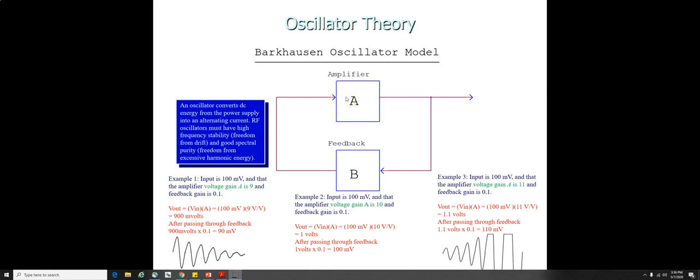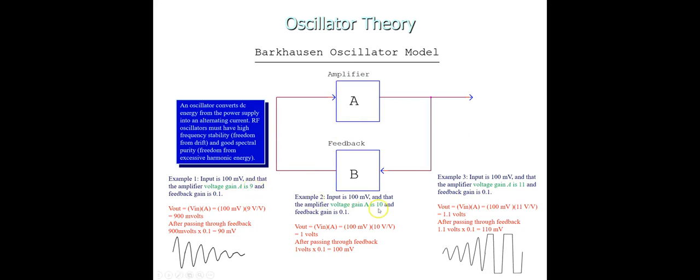The only thing which is changing is the voltage gain. We have taken 3 different values: first, when the voltage gain is 9; second, when the voltage gain is 10; and third, when the voltage gain is 11. We are going to see how this circuit performs based on these parameters. When your input voltage is 100 millivolts and voltage gain is 9, multiplying the input with the gain gives 900 millivolts, and that will be your output, which is also being fed back through the feedback.